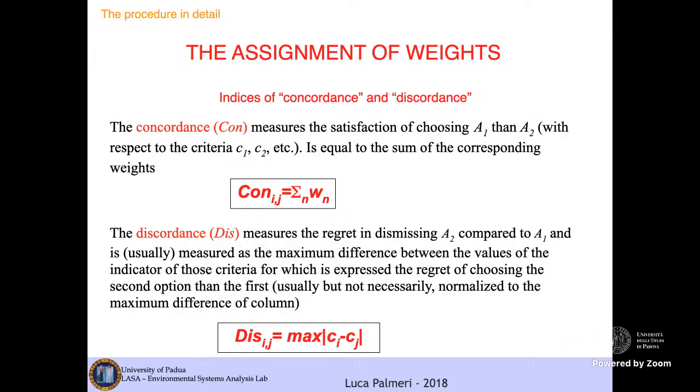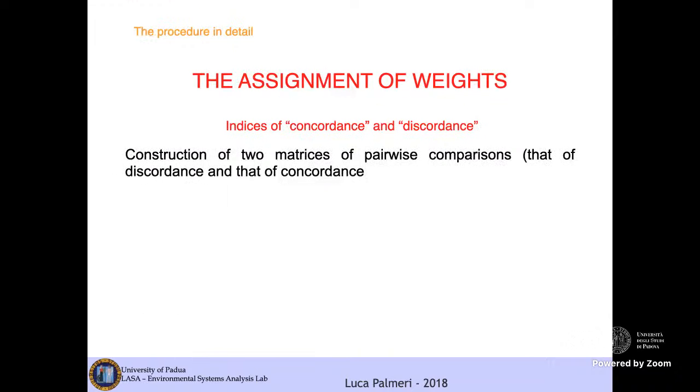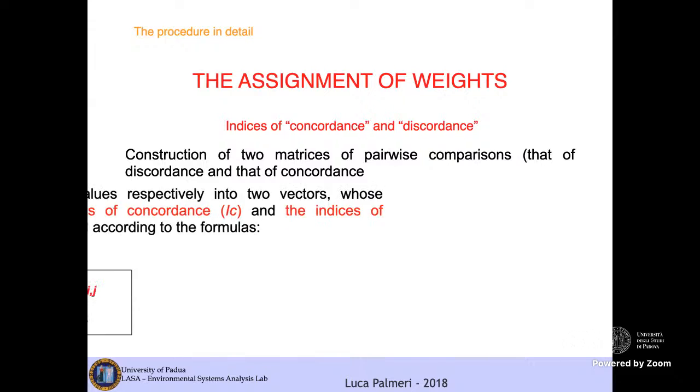indicators of choice. The discordance index instead measures the regret in dismissing alternative 2 compared to alternative 1 and is easily measured as the maximum difference between the values of the indicator of those criteria for which is expressed the regret of choosing the second option over the first one, usually but not necessarily normalized to the maximum difference of columns. It sounds more complicated than it is. Let's see how to build this methodology.